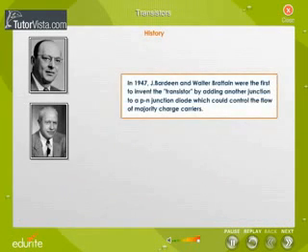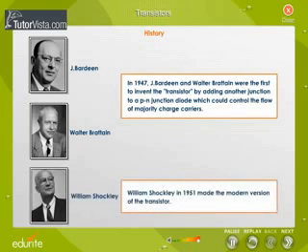In 1947, J. Bardeen and Walter Brattain were the first to invent the transistor by adding another junction to a PN junction diode, which could control the flow of majority charge carriers. William Shockley in 1951 made the modern version of the transistor.